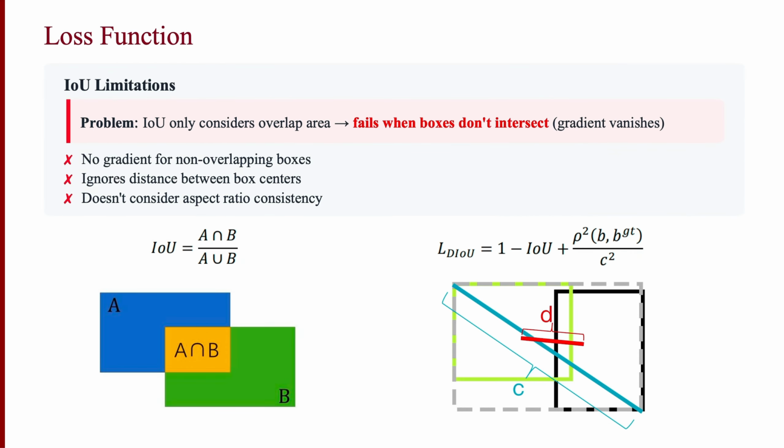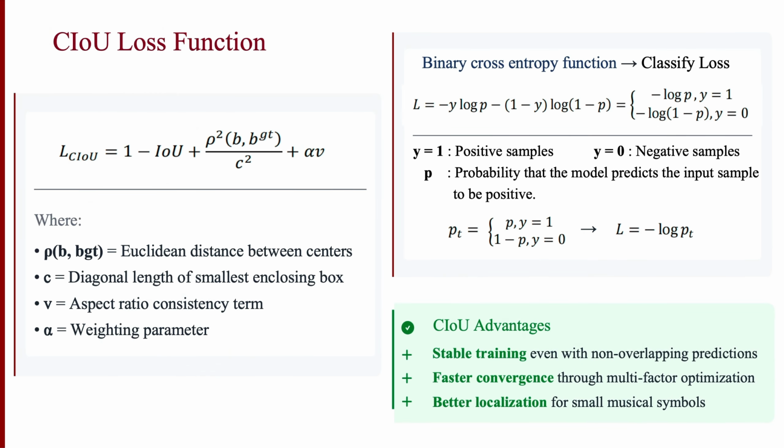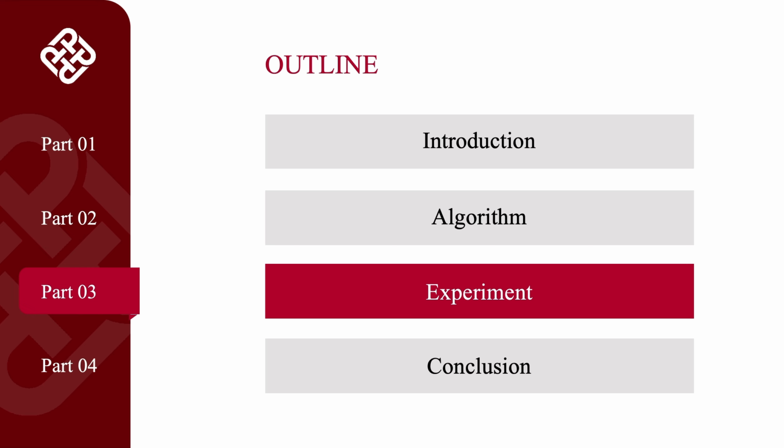When we train the model, we have to tell it how wrong its predictions are. That's the loss function. We choose CIoU loss. It cares about three things at once: overlap area, distance between box centers, and aspect ratio. This pushes the predicted box to hold the real symbol as tightly as possible. For small notes that are easy to miss, this precision is everything. Now, my teammate will take you through the experiment and conclusion.